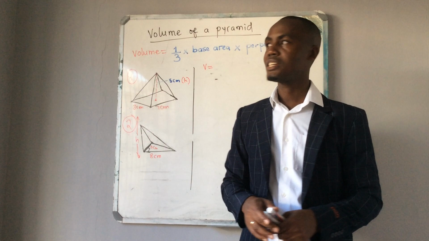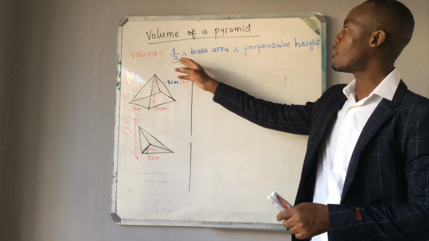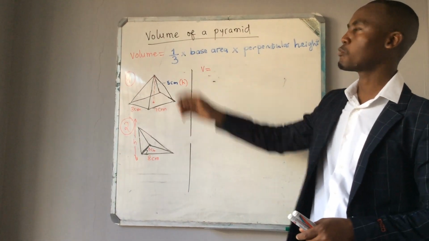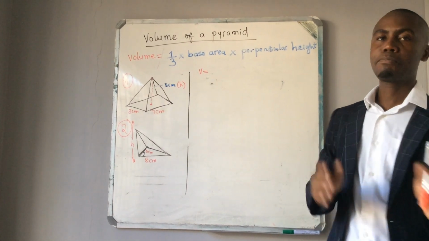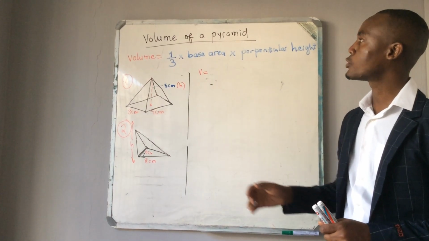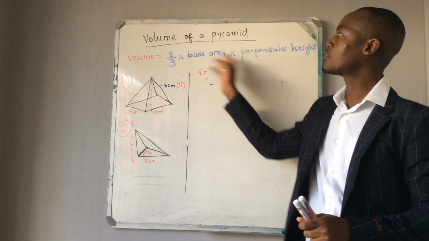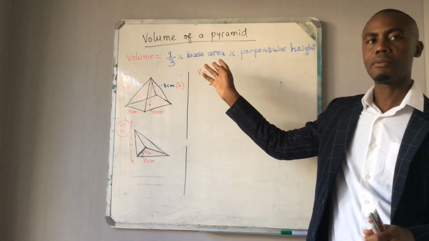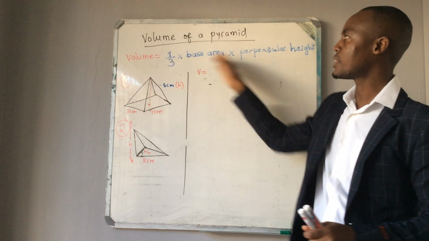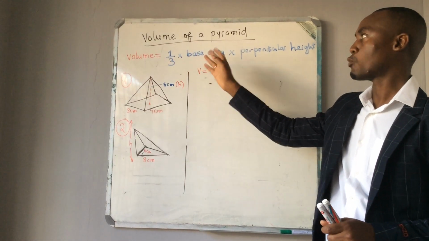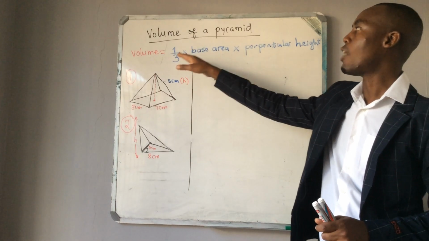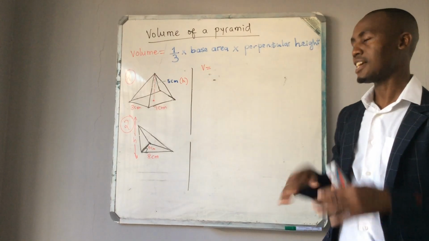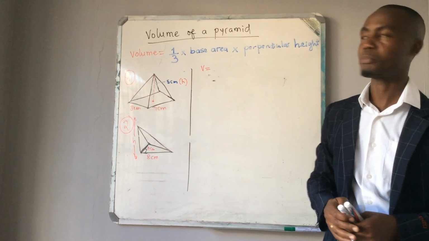Now the first step is we have a formula already here on the board, that is 1/3 times base area times perpendicular height. Now for the purpose of this video, we're not going to delve into how to work out the formula, where the formula comes from. We are going to assume that this is the formula and then work with this formula, not really finding out why the formula looks like this. That's another lesson for a different topic.